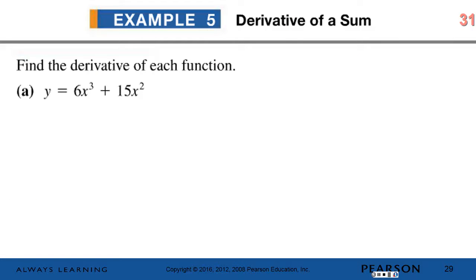If you got two terms, 6x to the third and 15x squared, and they're being added together, take the derivative of 6x to the third and get 18x squared, and take the derivative of 15x squared and get, and then you add those two together.